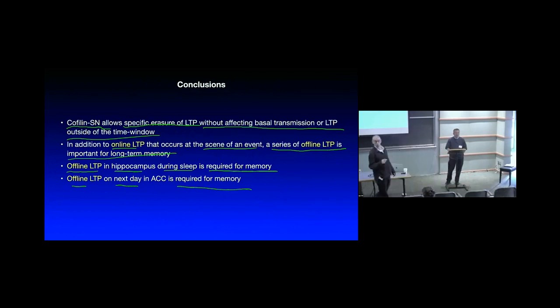You pointed out that for this offline LTP you need synchronized activity. Did you look at sharp wave ripples? Are those basically population bursts happening during sharp wave ripples? We didn't do electrical recording, so we don't know. Mostly this is a complex spike, and this is calcium, so we cannot detect sharp wave ripples here. It must be multiple neurons firing together. But that's a characteristic of sharp wave ripples, right? You have strong synchronization in the CA1 area during sharp wave ripples. We don't know, because the temporal resolution and sensitivity are not good enough with calcium.